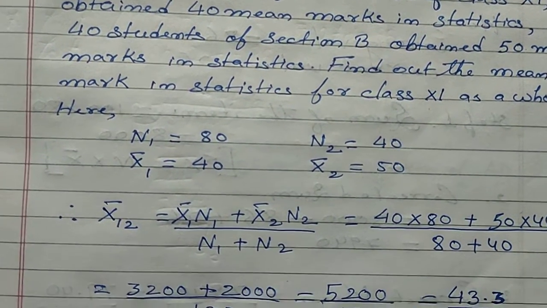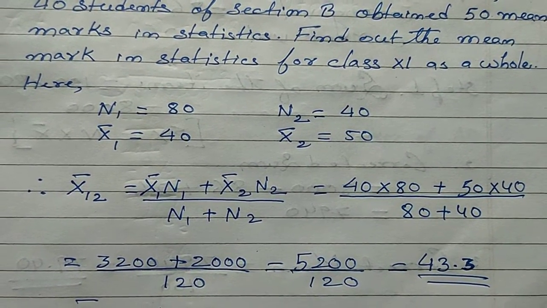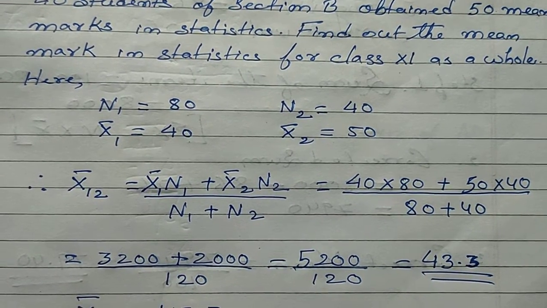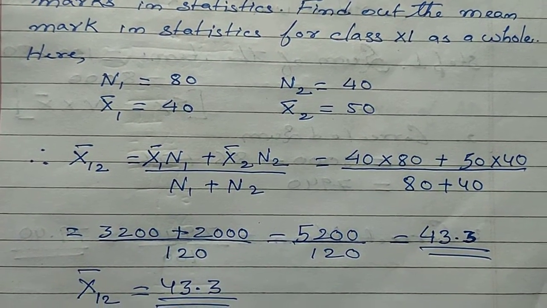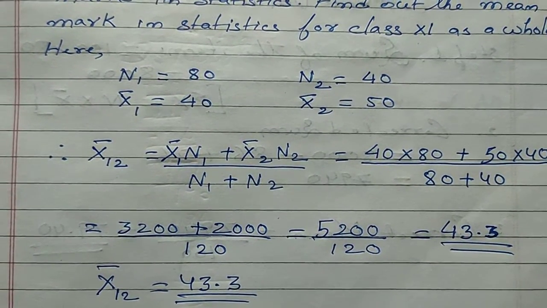Now putting these values in the given formula, x bar 1 2 equals 40 into 80 plus 50 into 40, divided by 80 plus 40. So on calculating we will get the combined mean of these two series equal to 43.3.